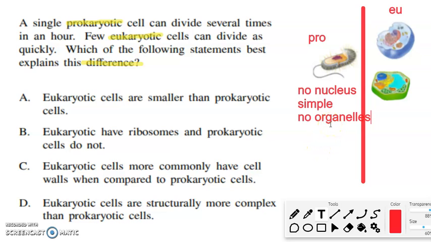They're not going to have a mitochondria or a chloroplast. Remember, that's why they're simple. They're very basic. They don't have a lot to them. Remember that even though they don't have a nucleus, they do still have DNA. They do still have genetic material.